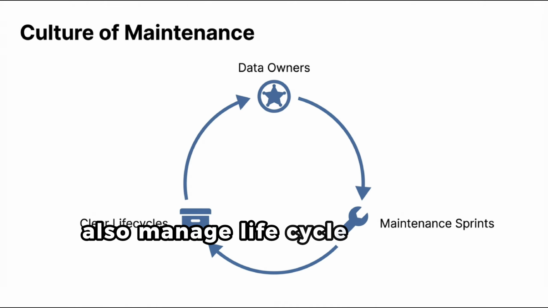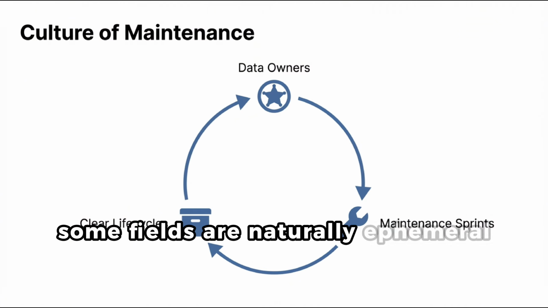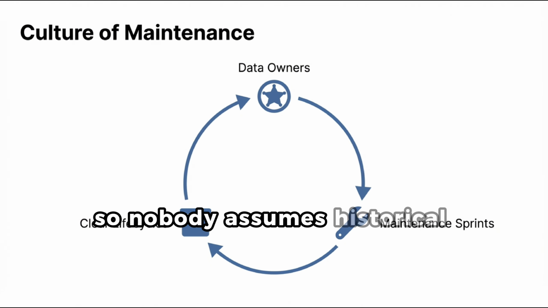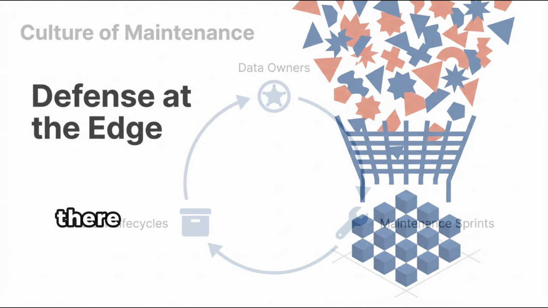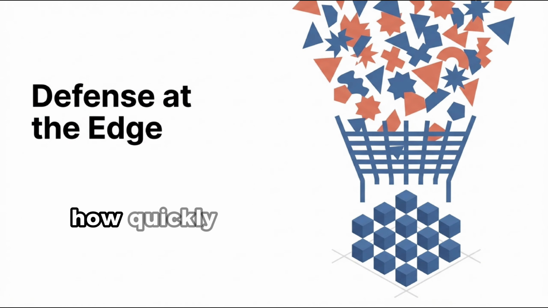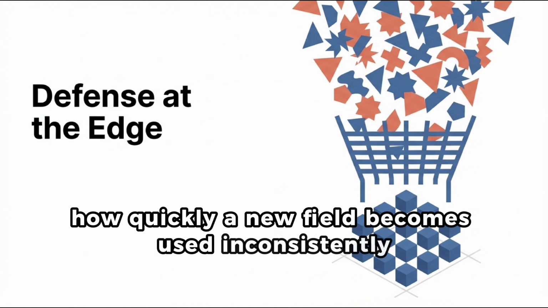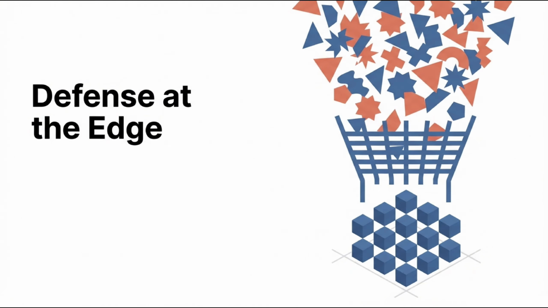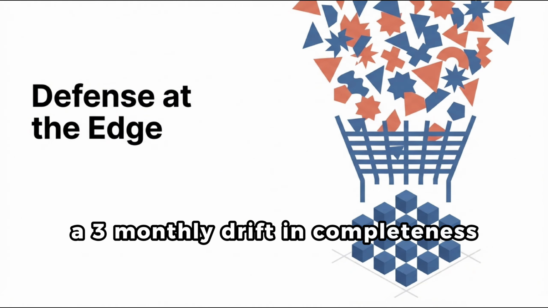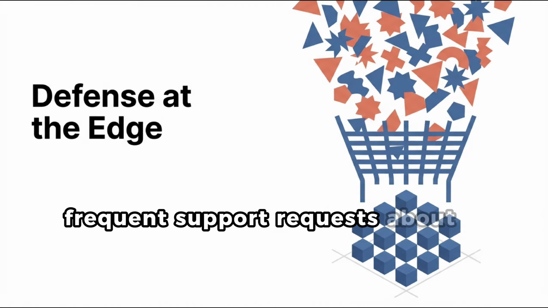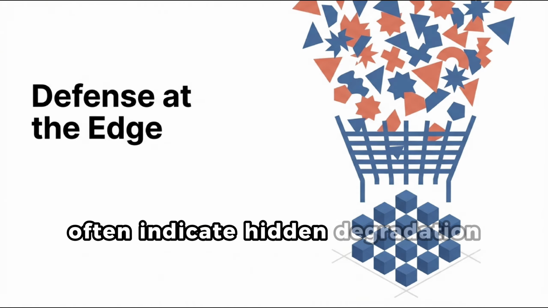Also manage lifecycle explicitly. Some fields are naturally ephemeral, don't pretend otherwise. Establish retention and archival policies and make them visible to teams so nobody assumes historical completeness where there is none. There are also defensive monitoring habits that pay off. Track time to entropy, how quickly a new field becomes used inconsistently. Set alert thresholds, not just for spikes, but for slow trends. A 3% monthly drift in completeness is meaningful over a year. Capture developer pain signals. Frequent support requests about a dataset often indicate hidden degradation.